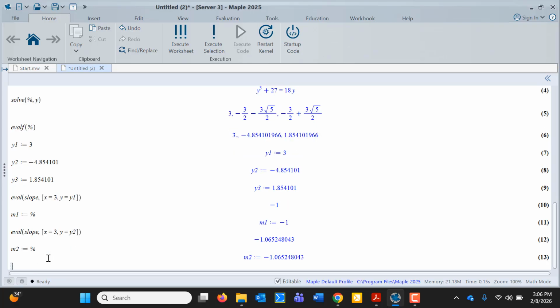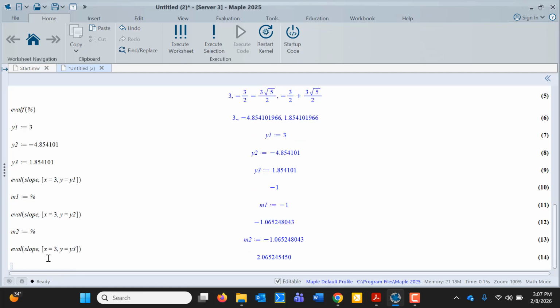Okay, now we got one last point to look at. So we're going to do eval slope, comma, bracket. We're still letting x be 3, but this time we're going to let y be y3. So there's the third tangent line slope. Let's call that m3. And I'm going to define m3 to be that value.